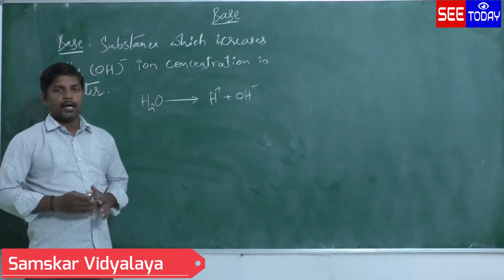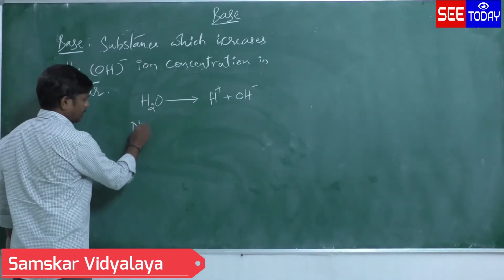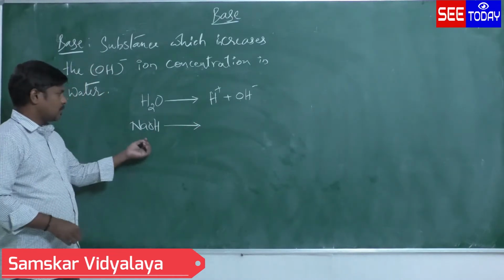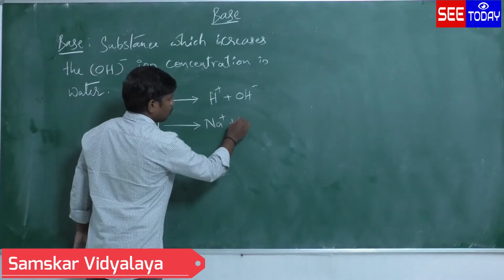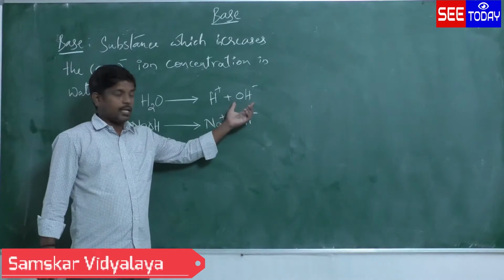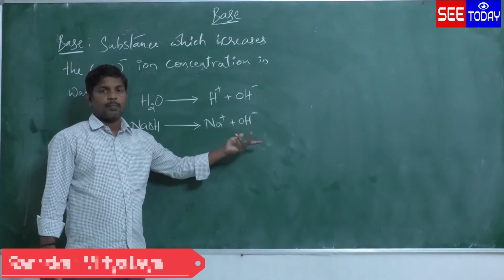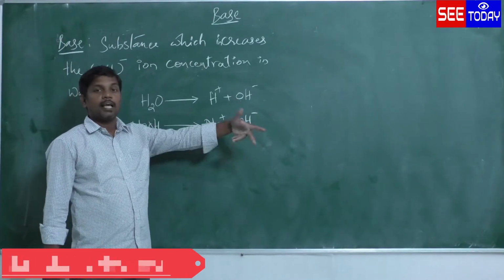So whenever you add a base, let us take a base like sodium hydroxide. Whenever you add sodium hydroxide to water, it will dissociate into Na plus ion as well as OH minus ion. See, water already has OH minus ions, still a few more OH minus ions are added. By this, the hydroxide ion concentration is increasing.